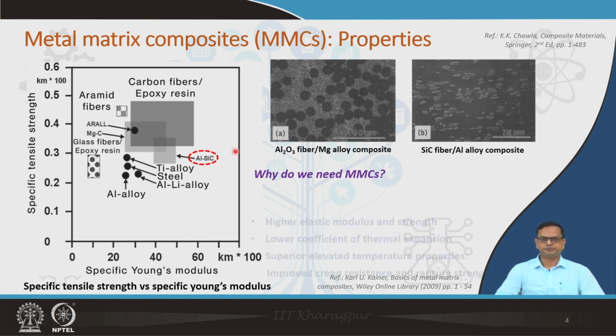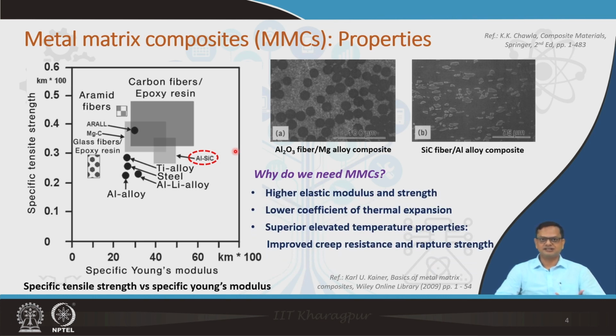I already discussed that MMCs will have higher elastic modulus and strength, and lower coefficient of thermal expansion. The lower coefficient of thermal expansion is because of the second phase, and then superior elevated temperature properties, again because of the reinforcement. Higher temperature properties means obviously creep resistance and rupture strength increase.